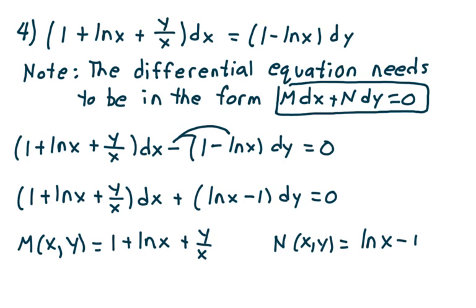And now we're ready to determine whether or not this differential equation is exact. And then, if it is exact, we get to then find the solution. We get to solve it. So we're going to let M of x, y equal 1 plus the natural log of x plus y over x. And we're going to let N of x, y equal the natural log of x minus 1.